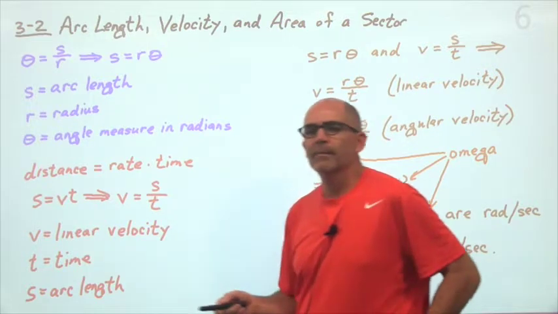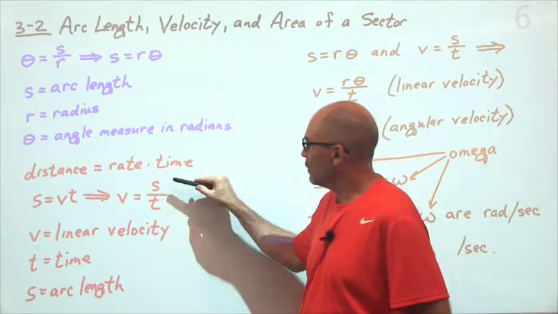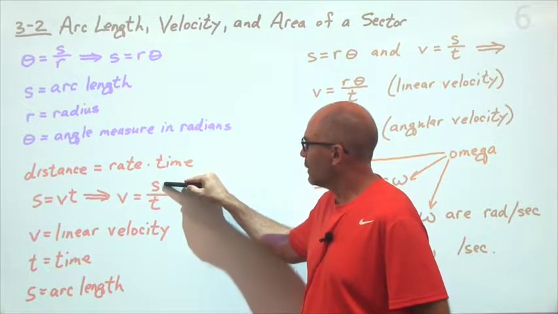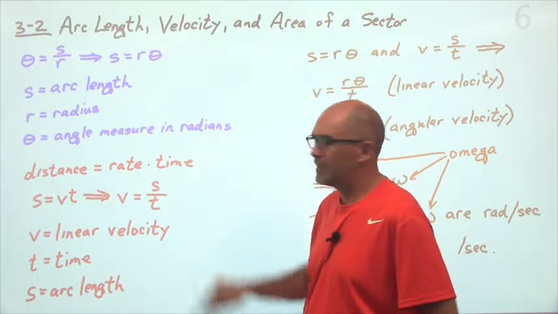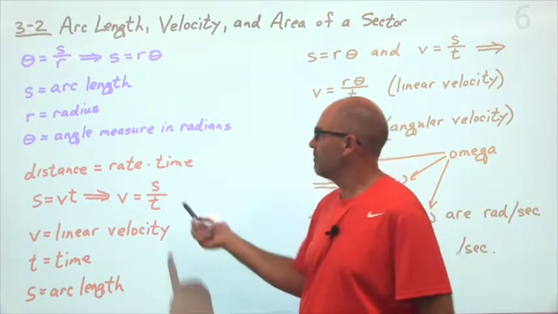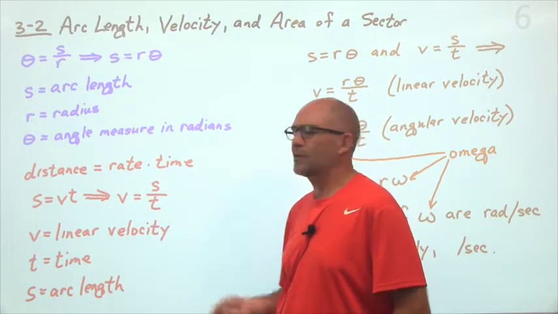Or in other words, if you're running around in a circle, how fast are you going? That's going to be the distance around the circle divided by the time that it takes you to run. So this is basically your distance equals rate times time in a circle.